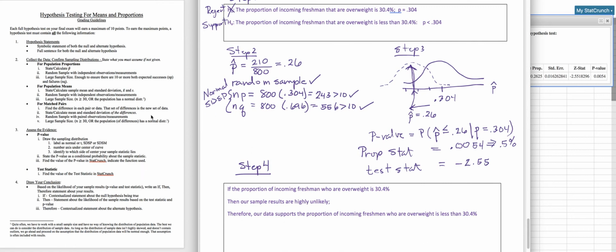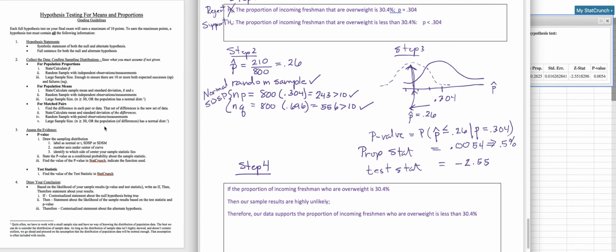That also reminds me, though, that you're home and it's open notes. So of course you can look at your hypothesis testing for means and proportions grading guidelines. But even when we are in class, I give my students this sheet of grading guidelines. So this isn't anything that anybody ever needs to memorize. You always have access to everything that's on this sheet.